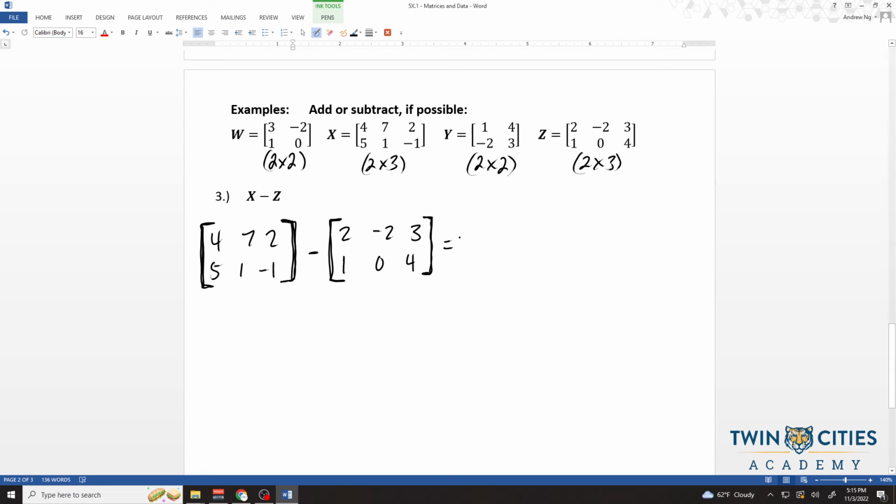Okay, so let's subtract the corresponding entries. That'll be 4 minus 2 in the top left, 7 minus negative 2 in the top middle, and then 2 minus 3 in the top right. For the bottom row, we got 5 minus 1 in the bottom left, 1 minus 0 in the bottom middle, and negative 1 minus 4 in the bottom right.